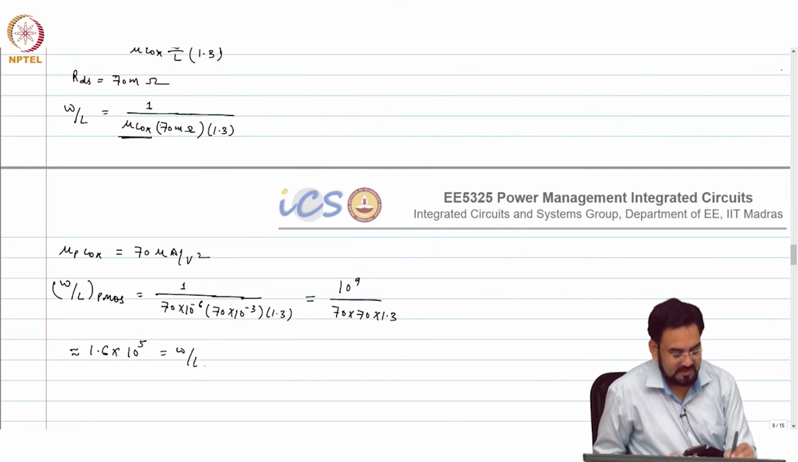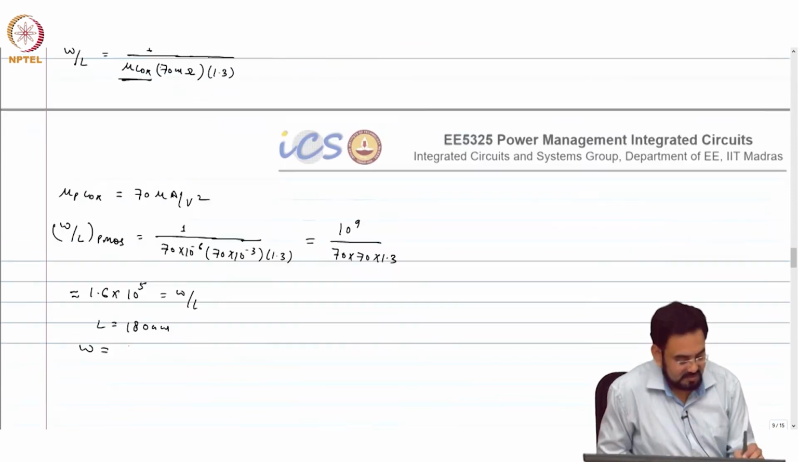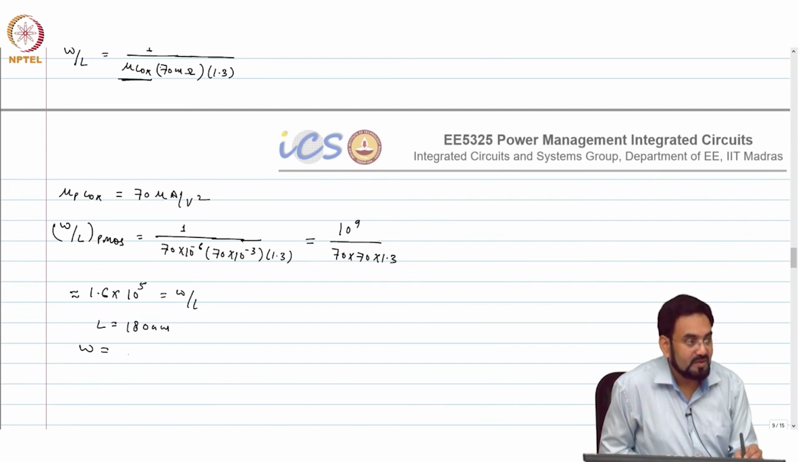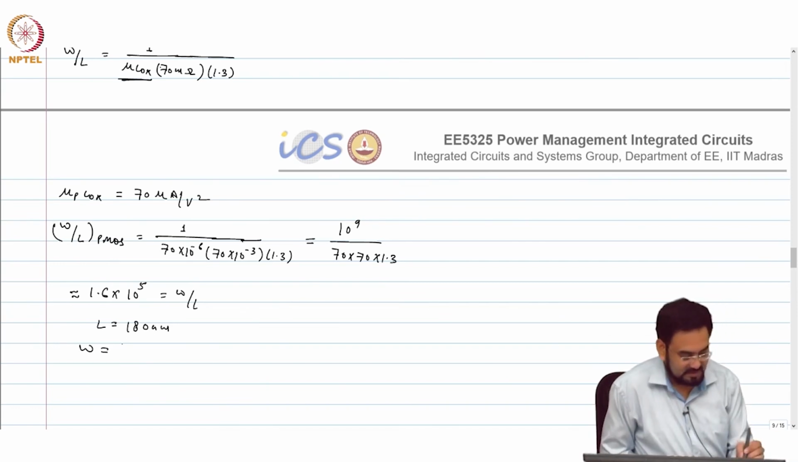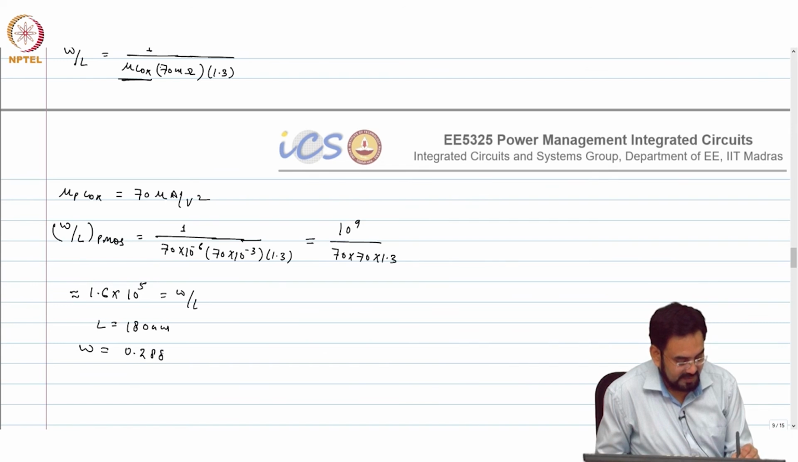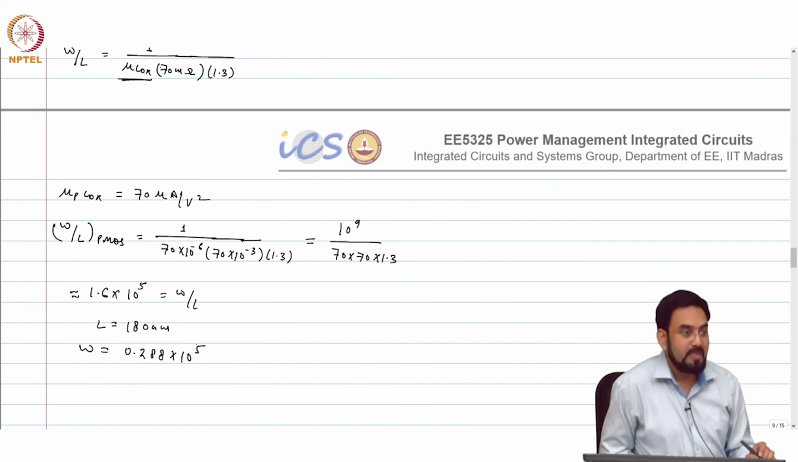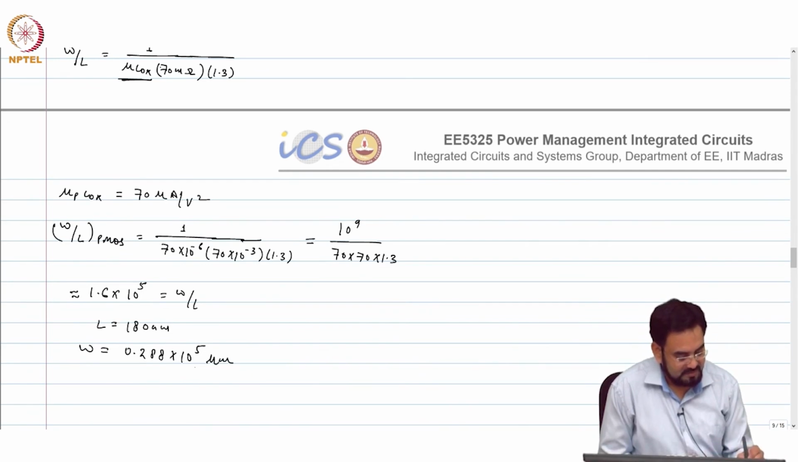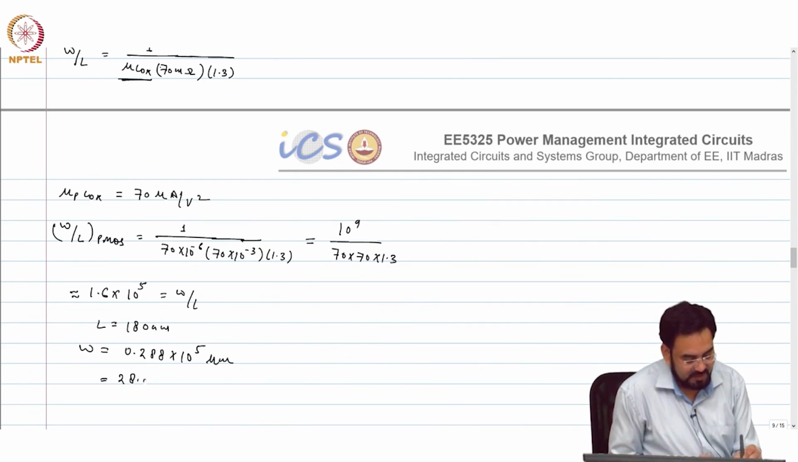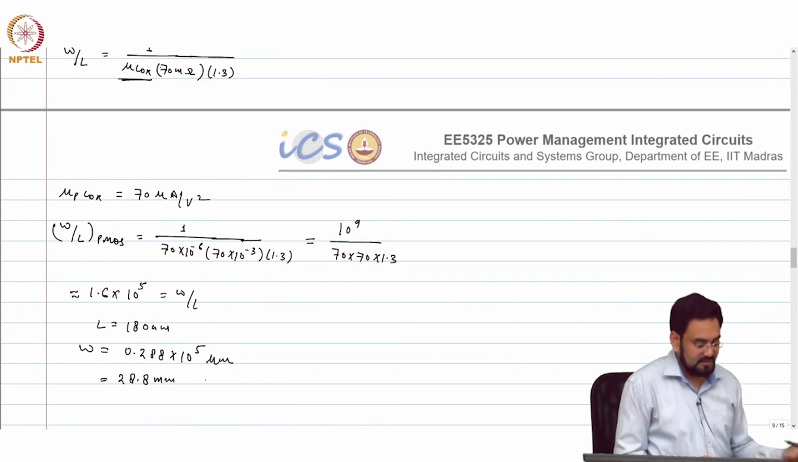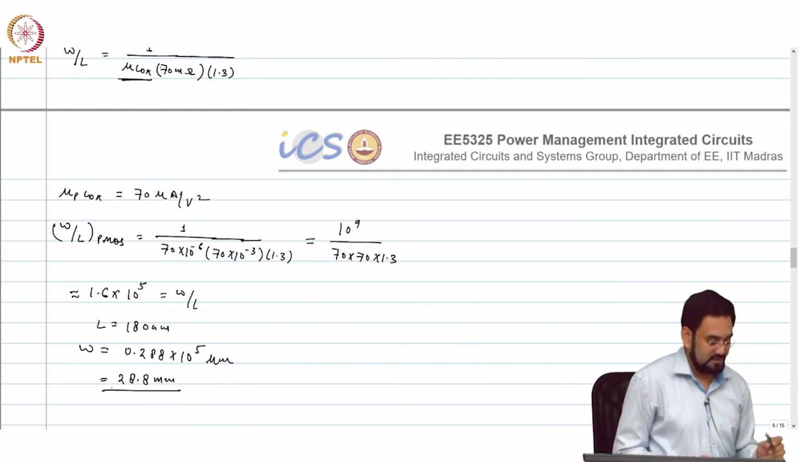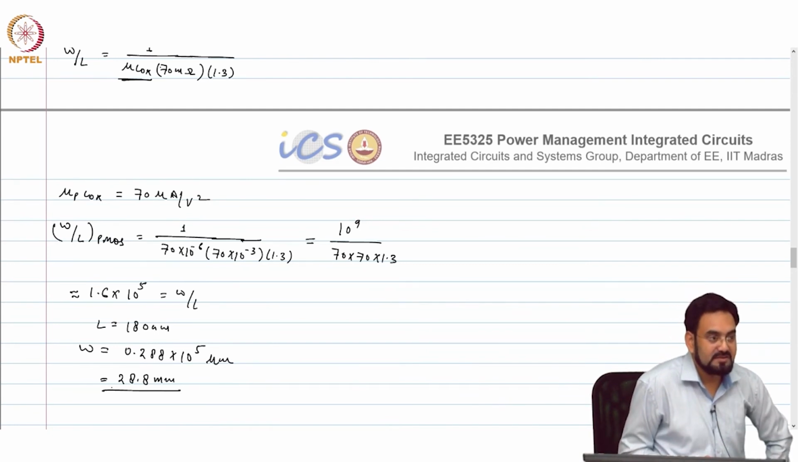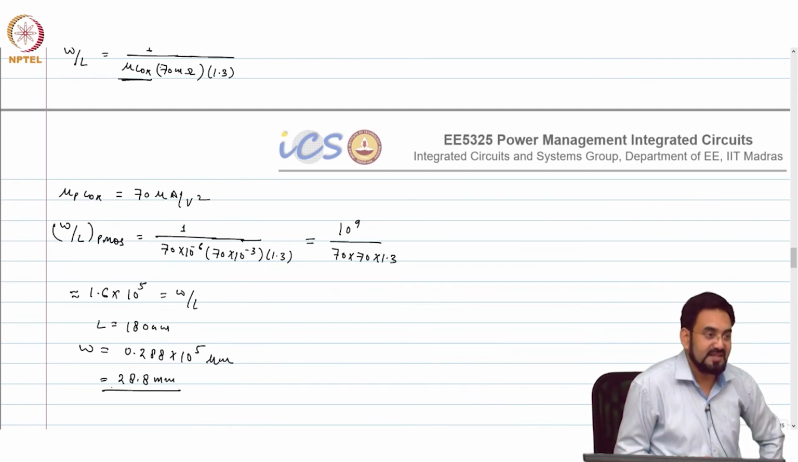So this is your W by L, and L equal to, let's say, 180 nanometer. So W should be, so what are you getting? 0.18 multiplied by 1.6, 2.88 into 10 power 4. Okay. 28.8 millimeter. Okay. So this is your width for minimum size L. 2.8 centimeter.